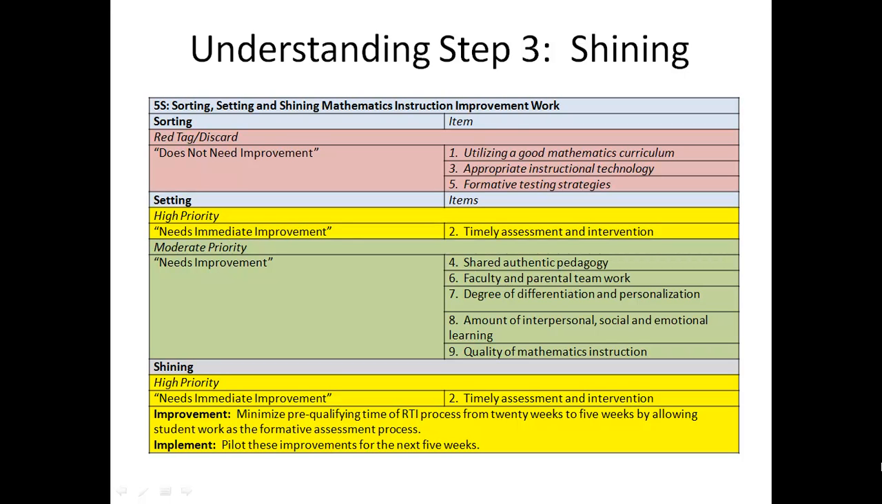Now what we want to try to do is take that high priority item and really tackle it and figure out what is happening here. Because we know that in order to solve these problems, we have to get at where some of the weaknesses are in the instruction. So as we move through sorting and setting and now shining, what we're trying to do is focus on how do we bring forth timely assessment and intervention.